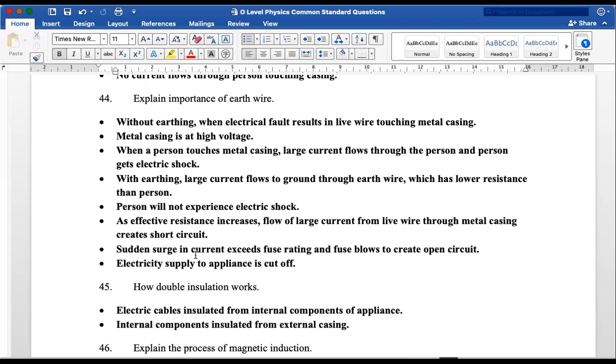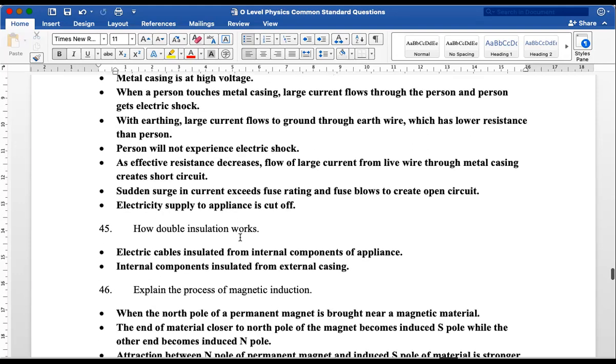As effective resistance decreases, the flow of large current from the live wire through the metal casing creates a short circuit. A sudden surge in current exceeds the fuse rating and the fuse blows to create an open circuit. The electricity supply to the appliances is therefore cut off.